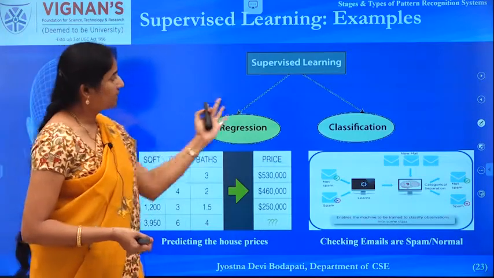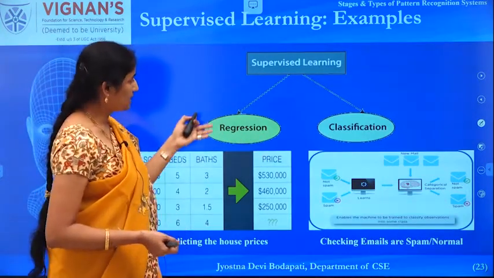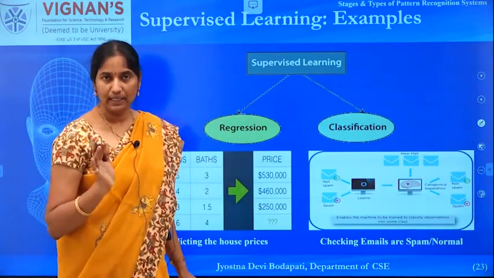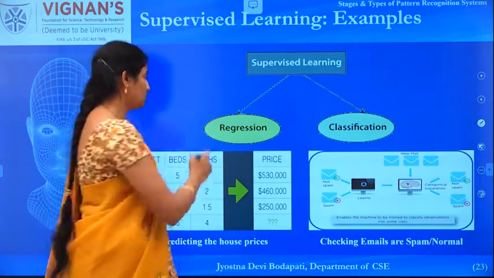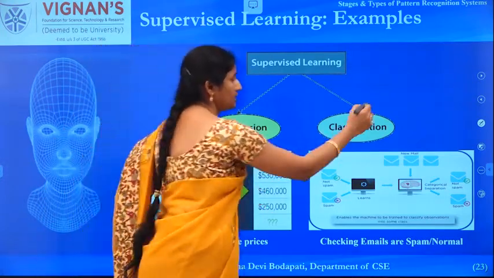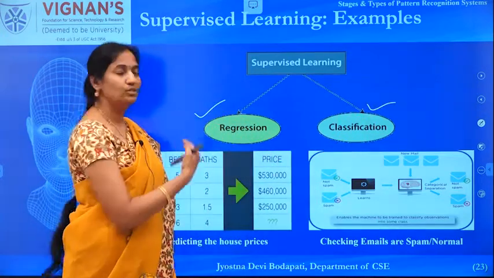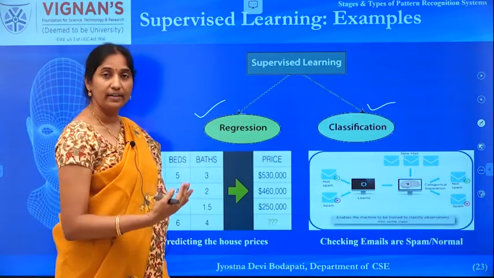And there are different types of learning in supervised learning. Supervised learning can be categorized into two different tasks. One is the regression task and the other one is the classification task. These are the two tasks that come under supervised learning. Let's try to understand what classification is and what regression is.